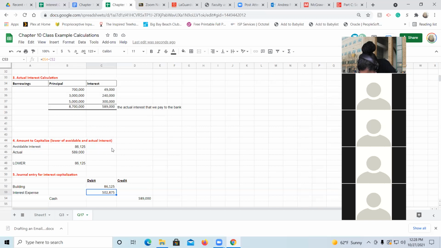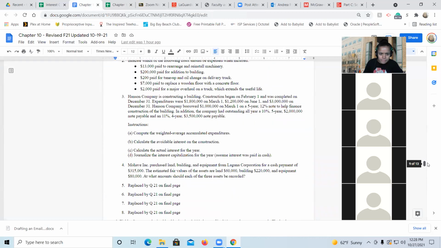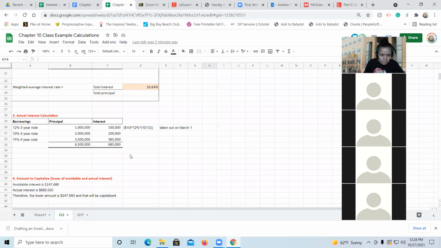Professor? Yes. Actually, I'm a little confused about the previous question. The actual interest calculation, the first 12% 5 year note should be multiplied. We're talking about question three? Yes. I'm comparing this as question three and 17. So for the actual interest calculation part, the first 12% 5 year note was taken out on March the 1st, so you have to portion it. But why don't you need to do that for this question?